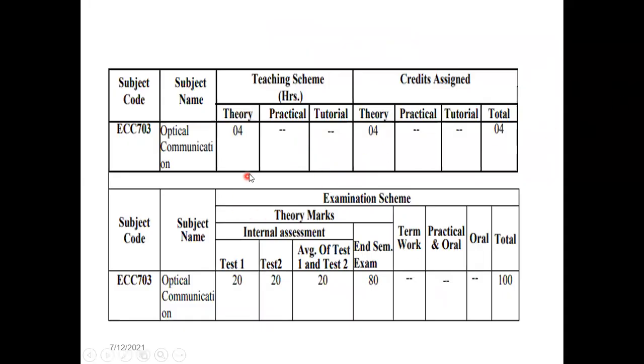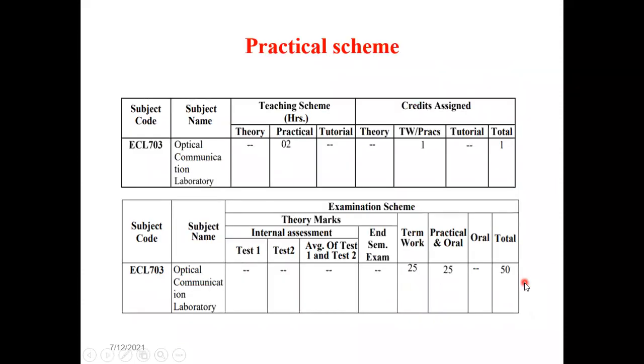Okay, now the subject scheme. As you know, we have 4 hours of theory, with 2 tests and a semester exam of 80 marks. Total is 100, and in the labs we have term work marks 25, then practical and oral of 25 marks. Last time we didn't have any practical exam, we had an oral exam only. So as such, optical communication has a weightage of 150 marks.